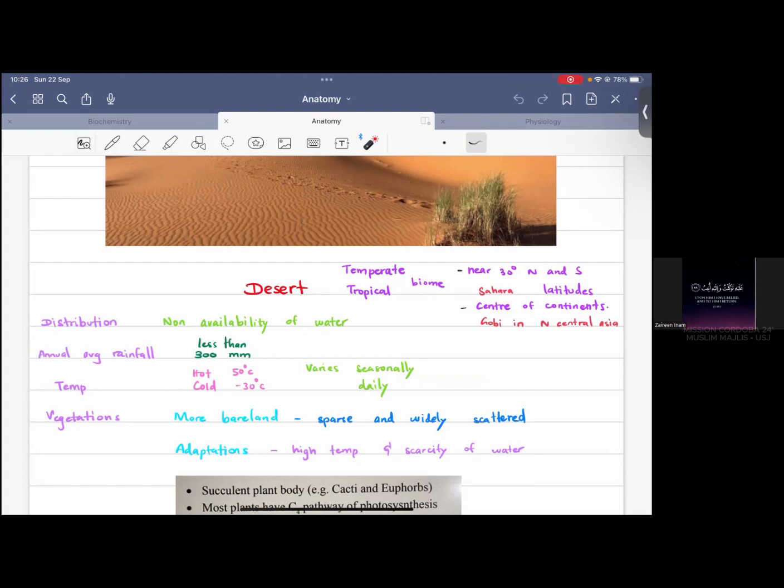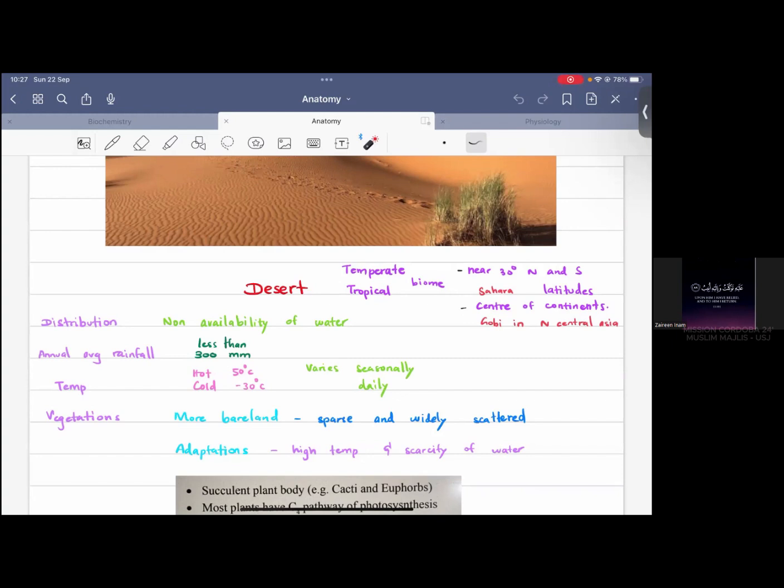So it is a temperate or tropical biome commonly occurring near 30° north and south latitudes. Okay. Now 30° north and south latitudes in the sense, this is the equator up to 30° here and here. South latitudes, example Sahara. And in the center of the continent, there are some other deserts. Example, in North Central Asia, you have the Gobi Desert. Okay, so you have two examples, Sahara and Gobi Desert.